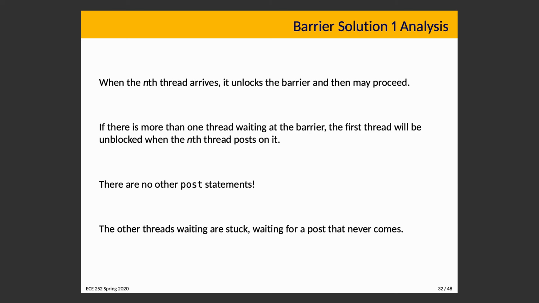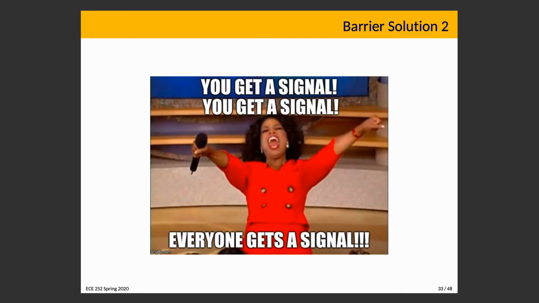So that's not good. It will allow a thread to be unblocked, whoever is lucky enough to be unblocked when the call to post happens, but that thread and that thread only is allowed to proceed. All the other threads, in my example 9 of them, are stuck waiting for a post that never comes, and we have a deadlock, which we do not like. Now, you might have an idea about what to do about this.